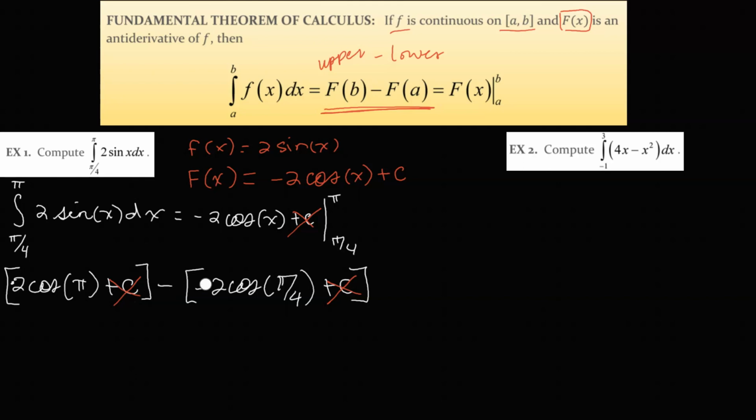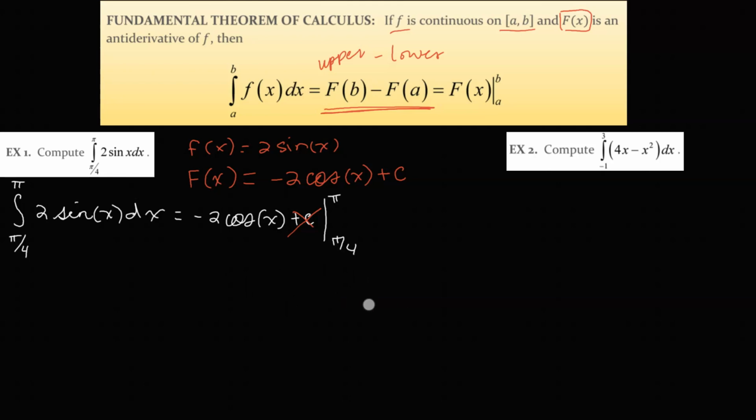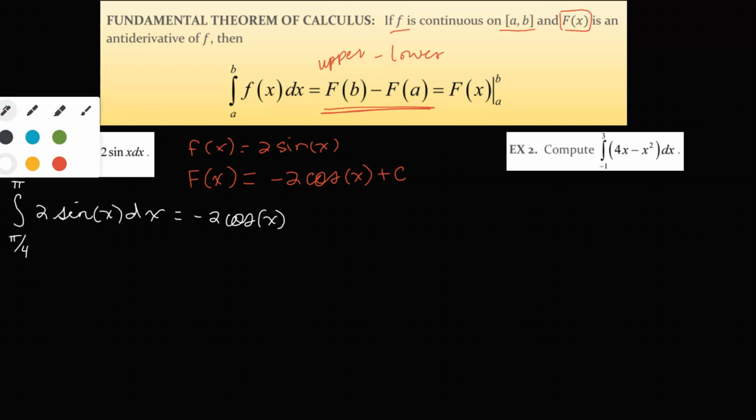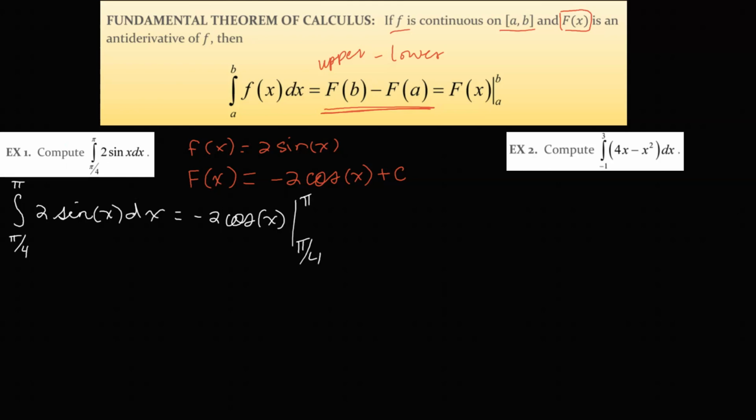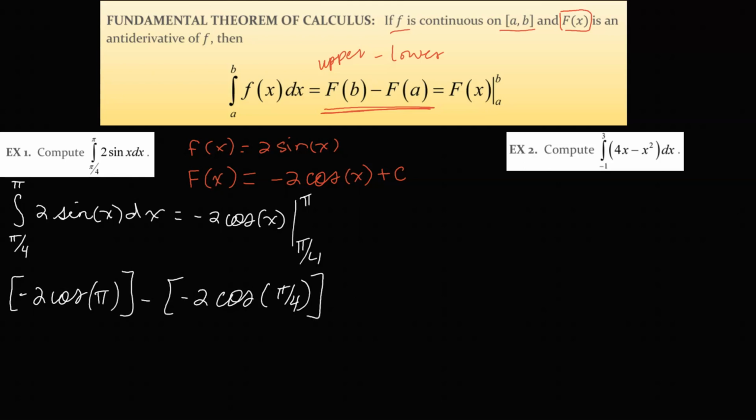So let's go back and say that when we are doing the definite integral, the c really doesn't matter. We can just write the antiderivative evaluated from pi over 4 to pi. Then we will have the upper, negative 2 cosine of pi, minus the lower, which is negative 2 cosine of pi over 4. Again, the c is gone. We don't need to write c anymore.